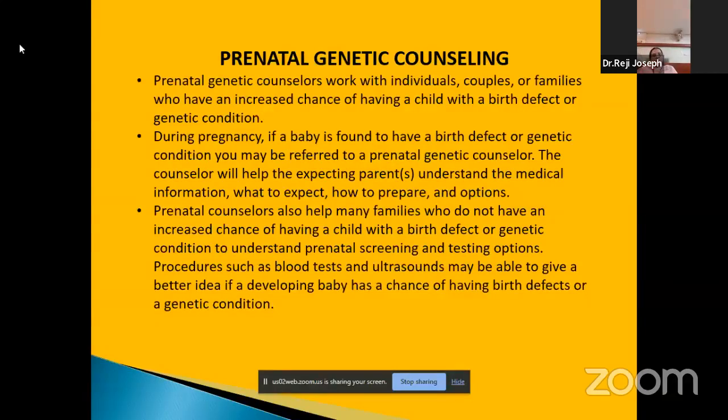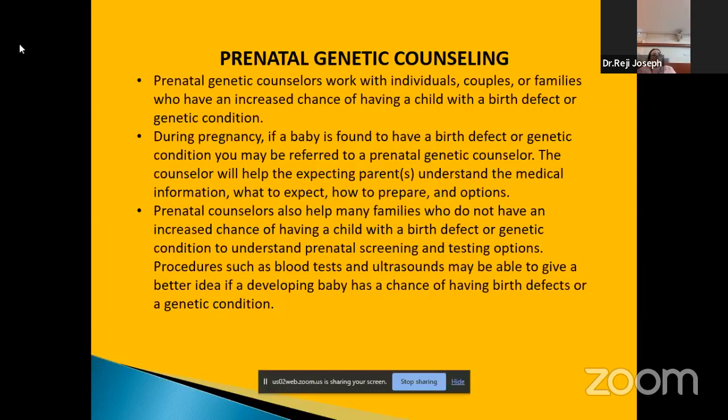Prenatal genetic counselors work with individuals, couples, or families who have an increased chance of having a child with a birth defect or a genetic condition. During pregnancy, if a baby is found to have a birth defect or genetic condition, you are referred for prenatal diagnosis by a genetic counselor. The counselor will help the expecting parents understand the medical information, what to expect, how to prepare, and what the next options are.